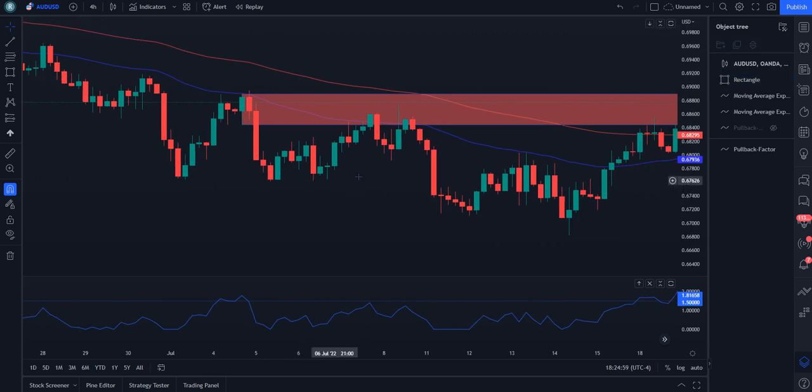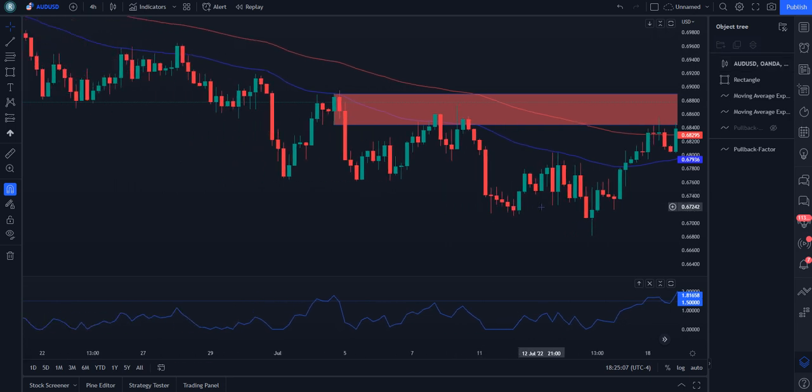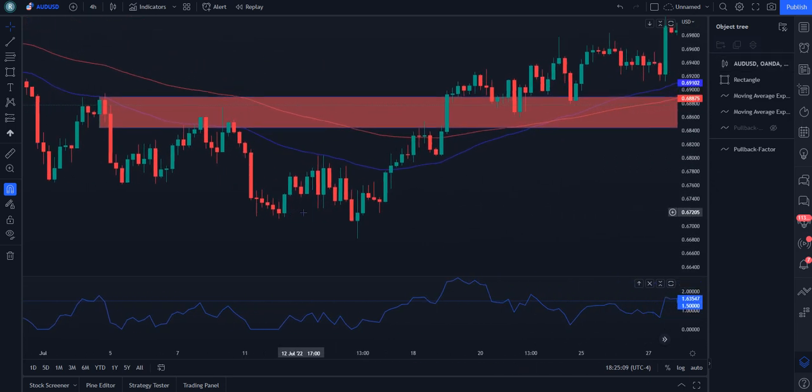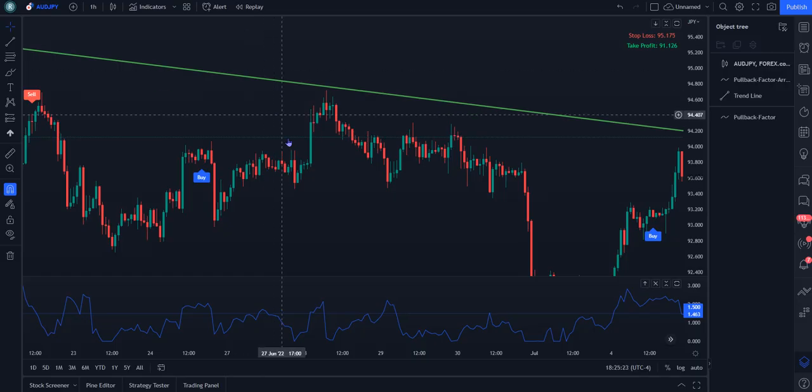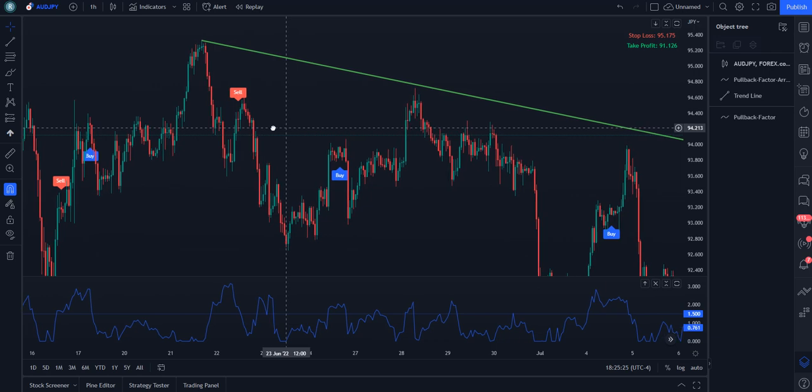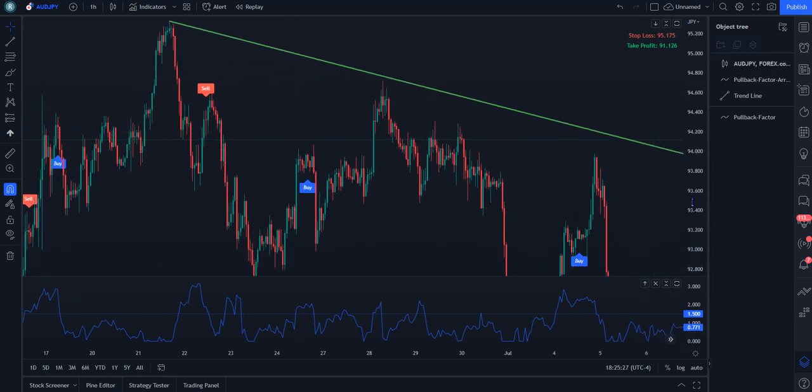So we can see the same thing. Comes up to it, taps it, strong move down, taking out all of these lows here. Now this example is just in a downtrend. It works for uptrend as well. Let me go over to another example here.